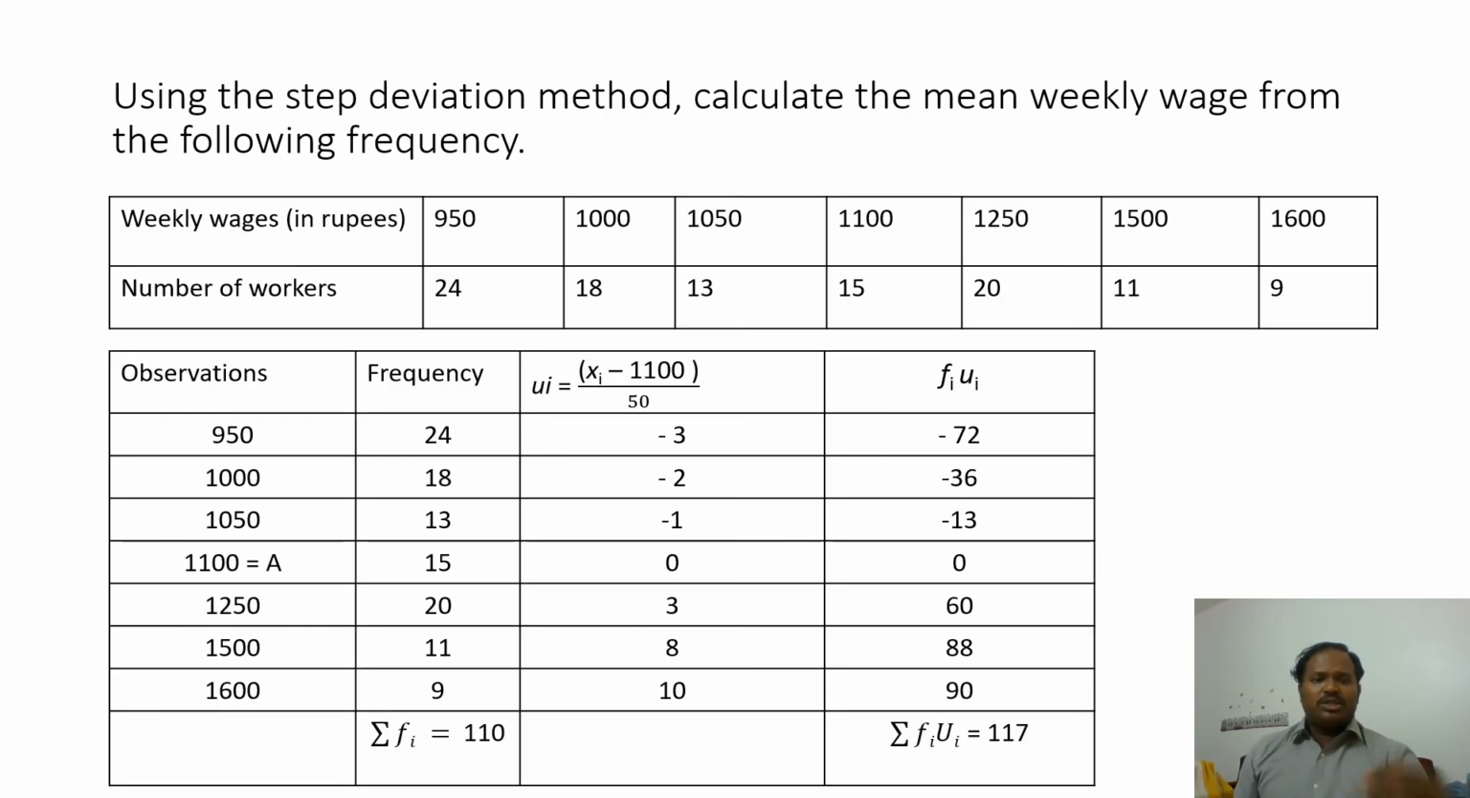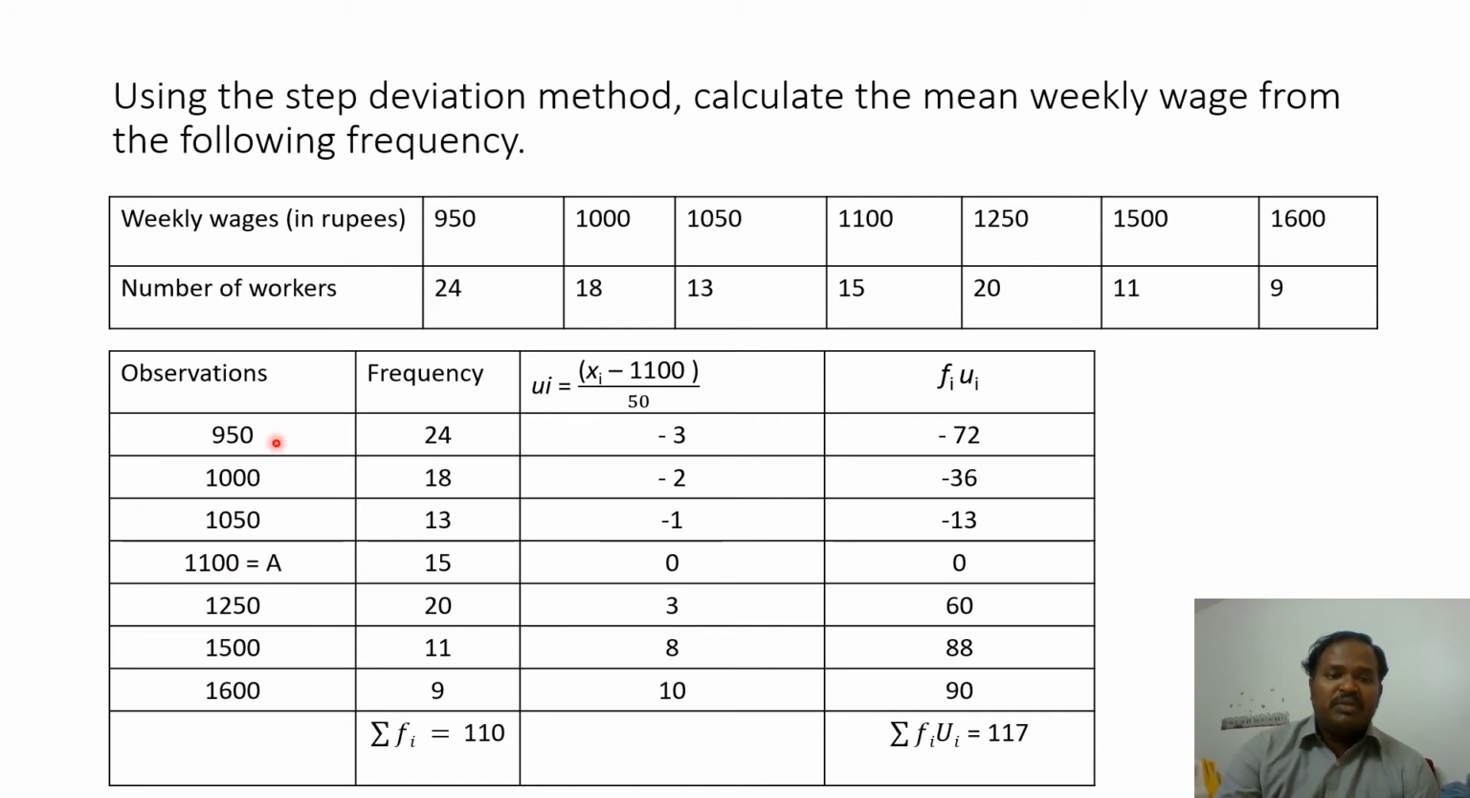So look at the question, the data, the distribution table is the same. In place of d, yesterday we had the deviation here. Here the deviation is being divided by HCF 50, because every element can be divided by 50, therefore I'm choosing that. So 1100 is your assumed mean.